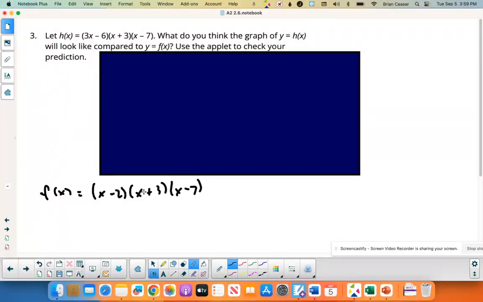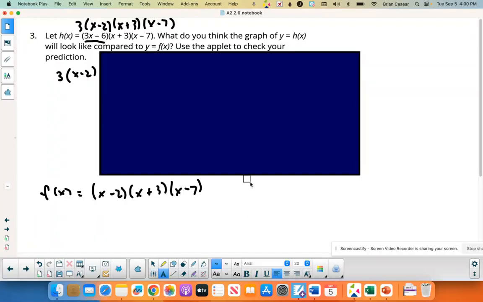So how do you think it'll look? This one is almost the same thing as the last one, but it's almost like you took the 3 and distributed it into an x minus 2. If I did 3 times x, 3 times negative 2, I'd get this exact same term. So maybe rewrite this as 3 times x minus 2, x plus 3, x minus 7. And now they look exactly the same. So the h of x has a 3 there. So I would say that the h of x function will go 3 times higher.